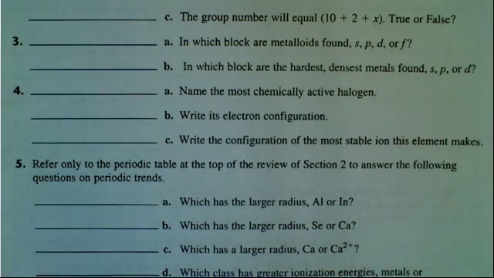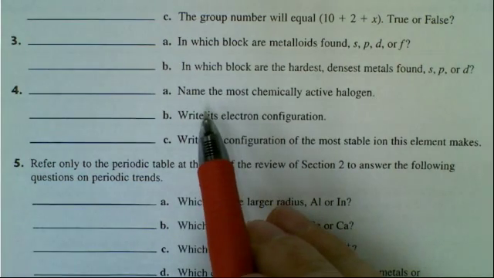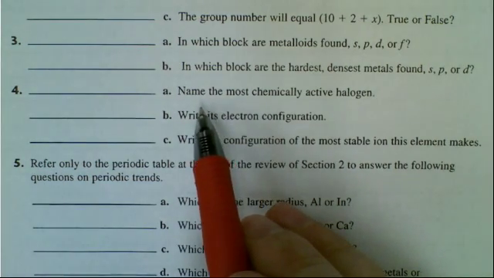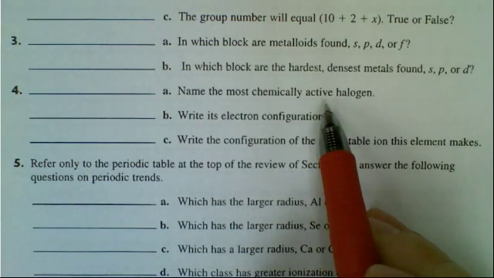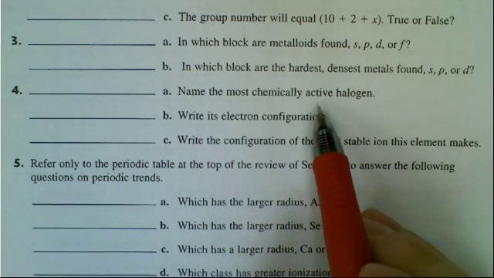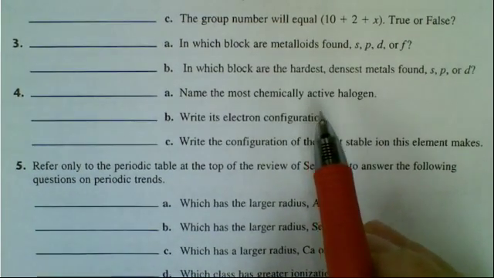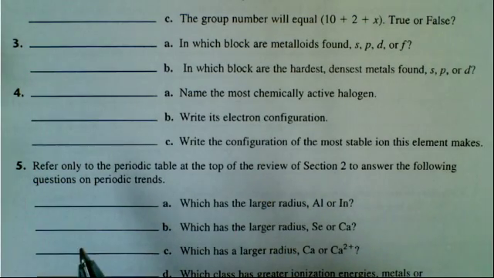All right, guys, let's take a look at number 4. Name the most chemically active halogen. Most chemically active. And a number of you asked me, well, what's that supposed to mean? Well, let's keep in mind, let's get in context. We're talking about the halogens, group 17.